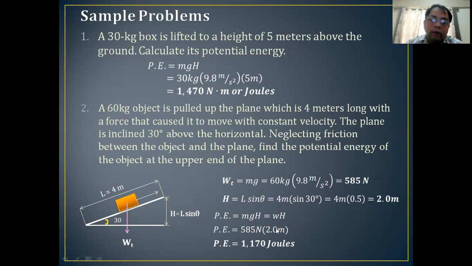Now, once we know h and pair it with the weight of the object, we are now able to find the potential energy of this box, once you place it at the top, at the highest portion of the inclined plane.